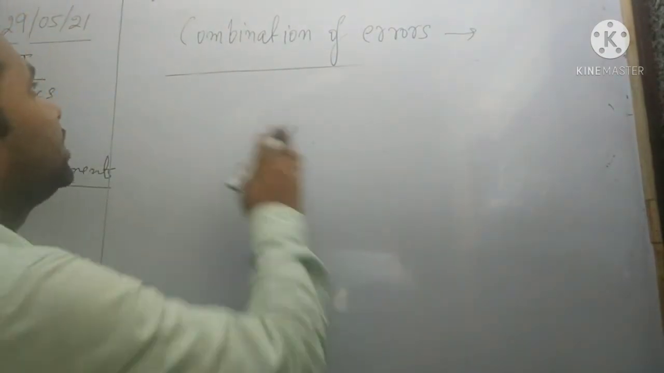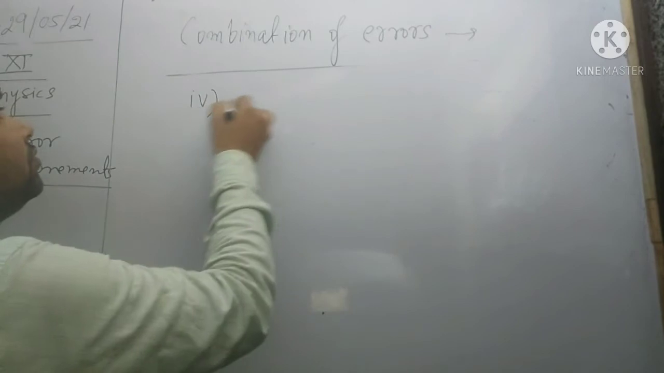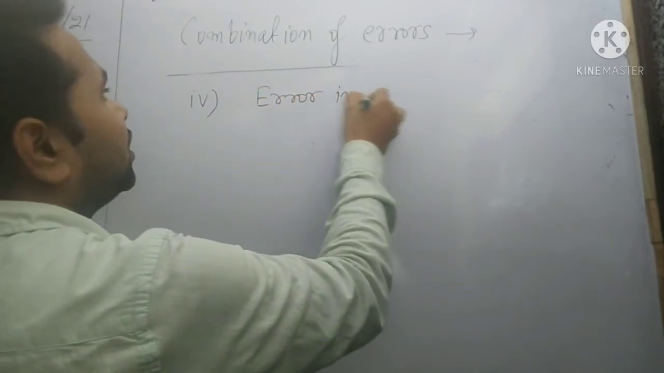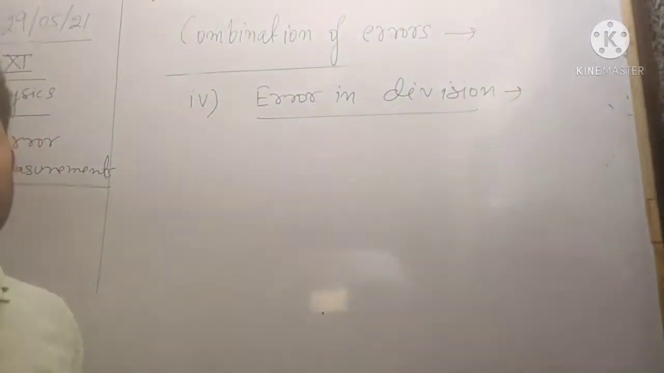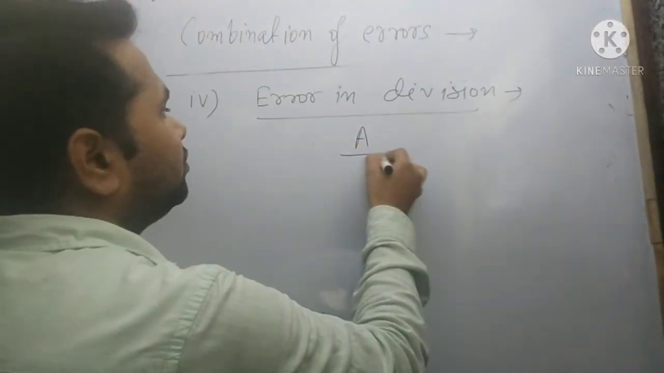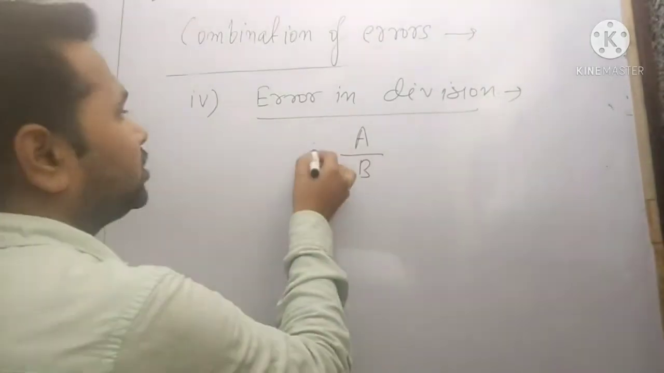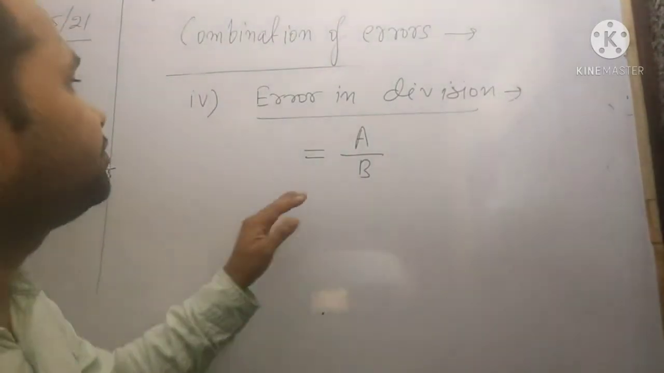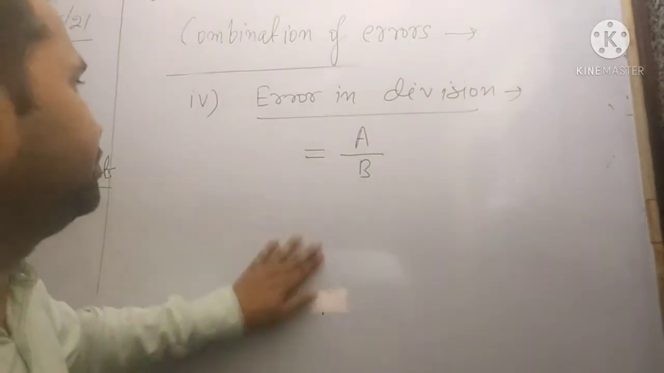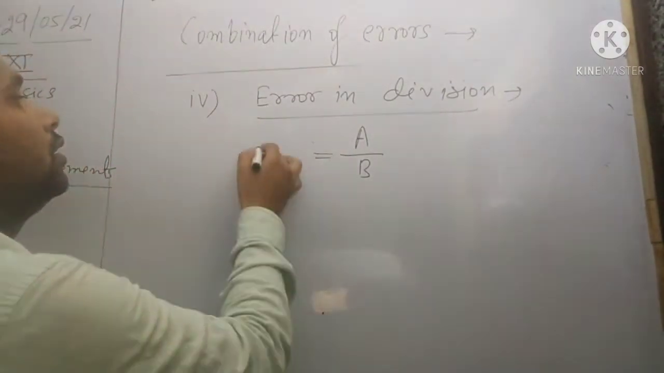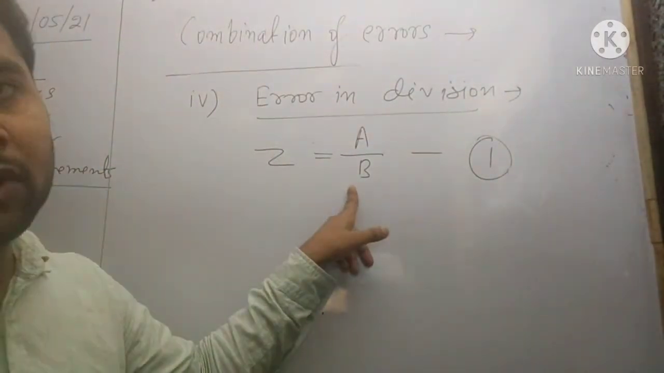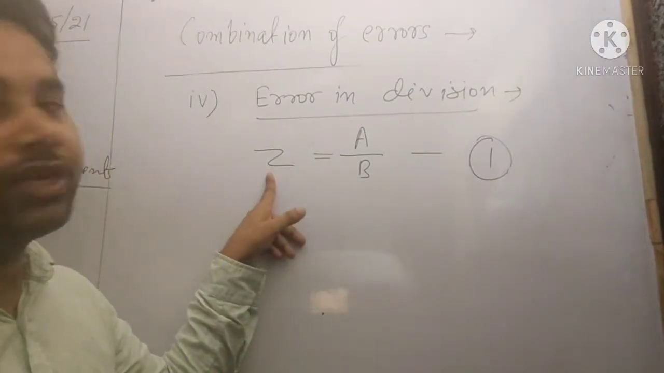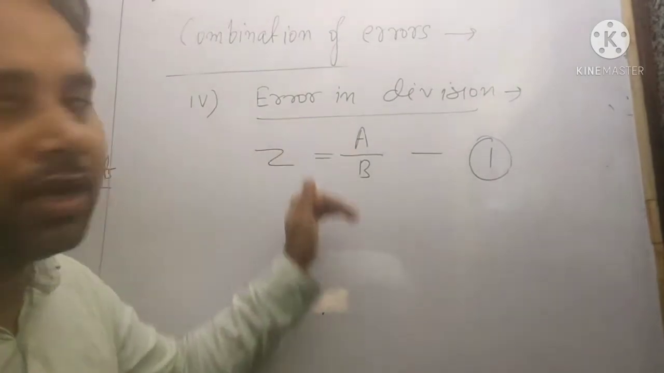Now see the last one, that is error in division. Again we have quantities A and B and their ratio, you can say the Z. Suppose Z equals to A by B. Z equals to A upon B. A and B are the actual value, a true value of the quantities, and the Z will be quotient of A upon B.